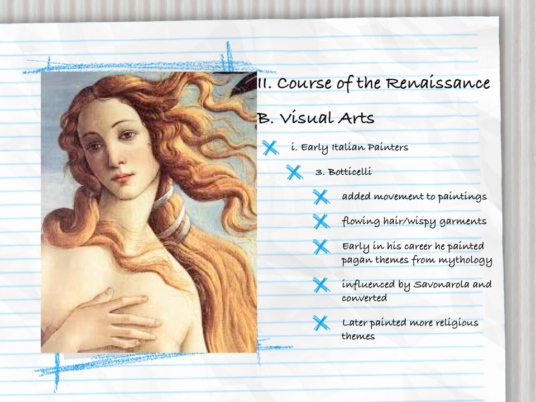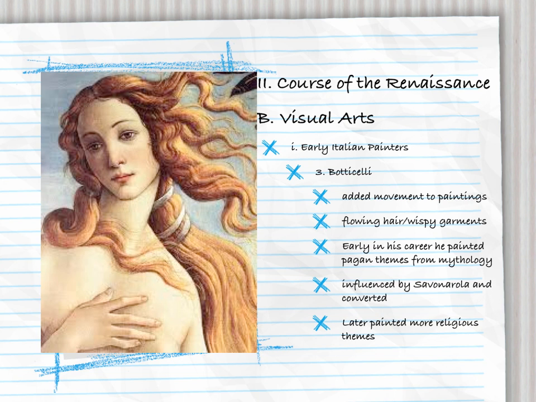Okay, then we finally have Botticelli. He's famous for adding movement to paintings. So you see the movement here. This is just a part of the Birth of Venus, one of his most famous paintings. You see movement in her hair, or you'll see movement in garments that are wispy, moving with the wind. Early in his career, he paints pagan themes from mythology, like the Birth of Venus.